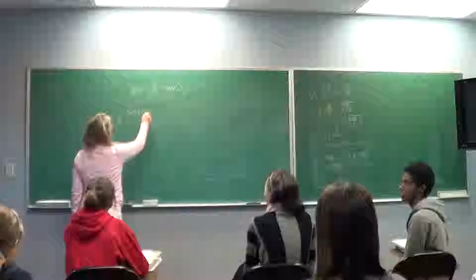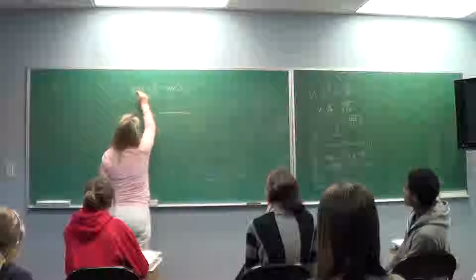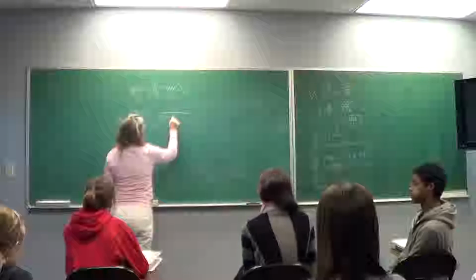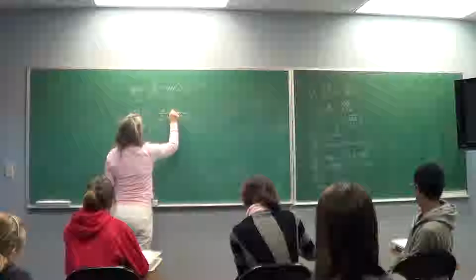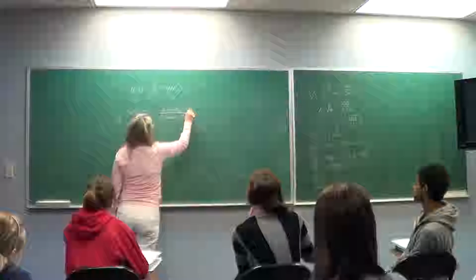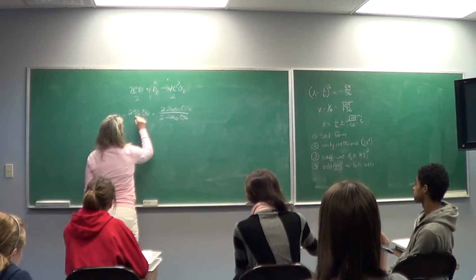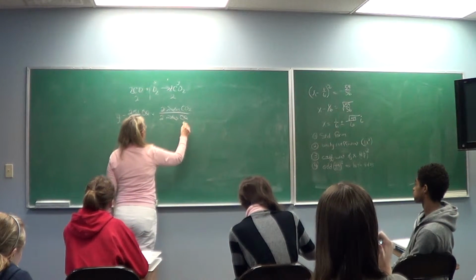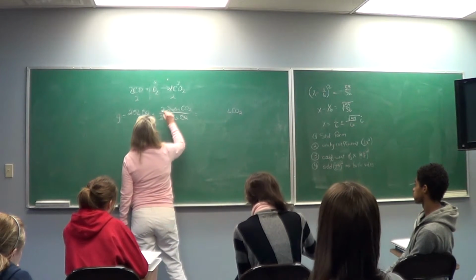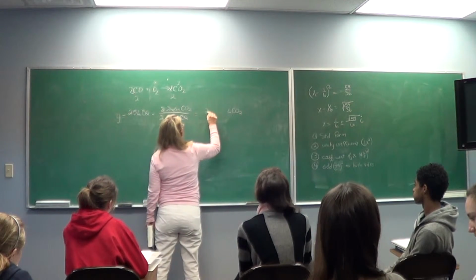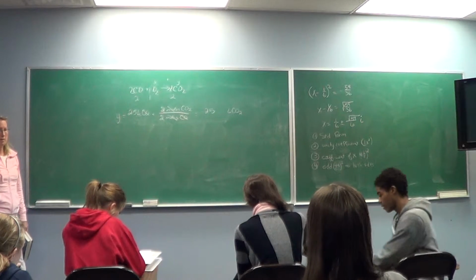So I don't want carbon monoxide anymore. I want carbon dioxide. So I'm going to put the ratio of 2 moles of carbon monoxide to 2 moles of carbon dioxide, and cross out carbon monoxide and cross out moles. I'm going to end up with liters of carbon dioxide. The 2s cross out, so it's going to be 25 liters of carbon dioxide. Make sense?